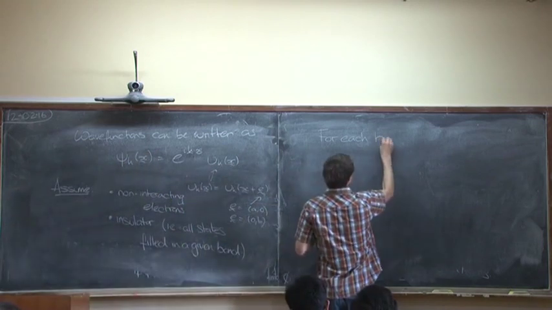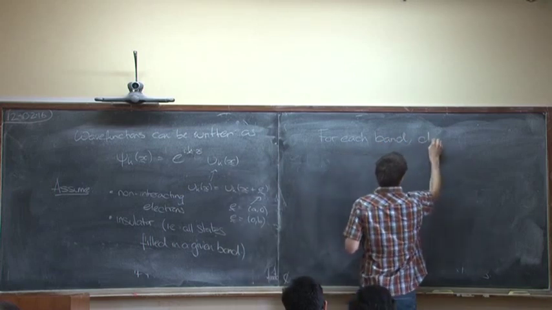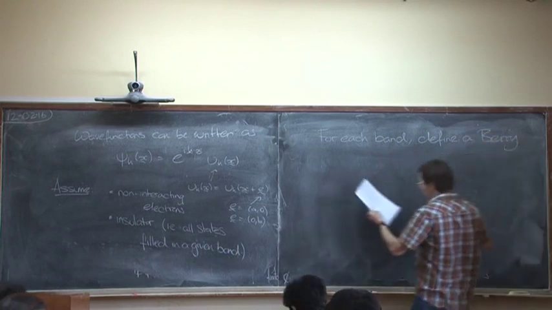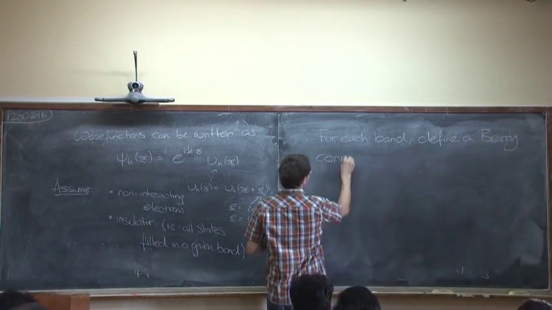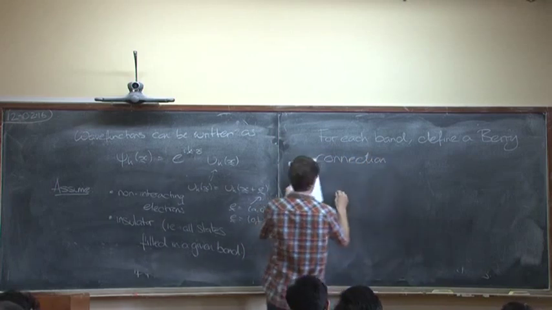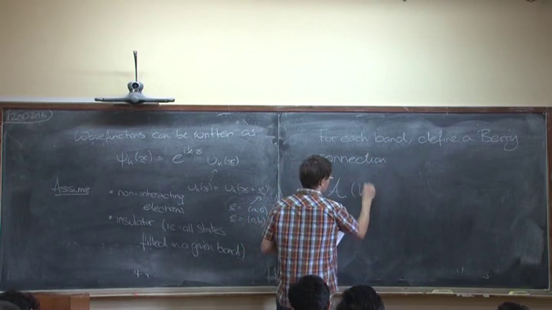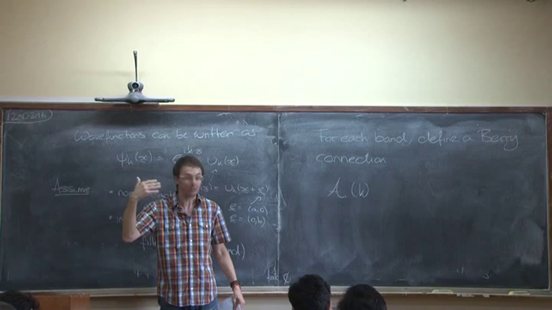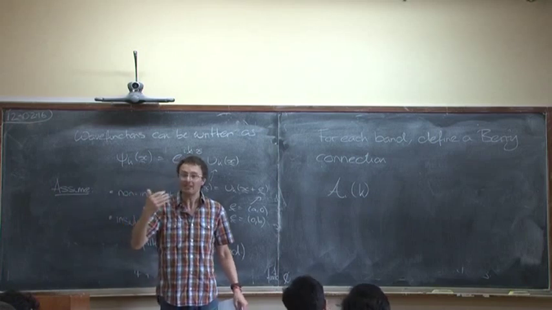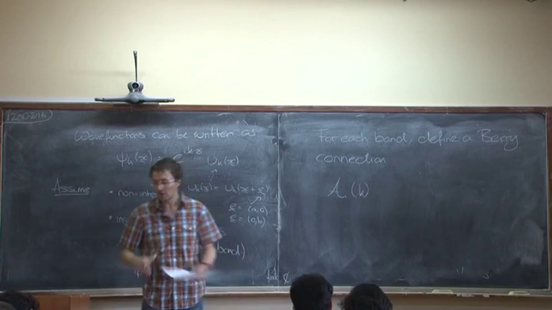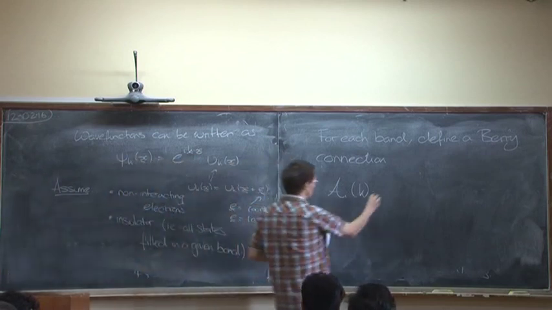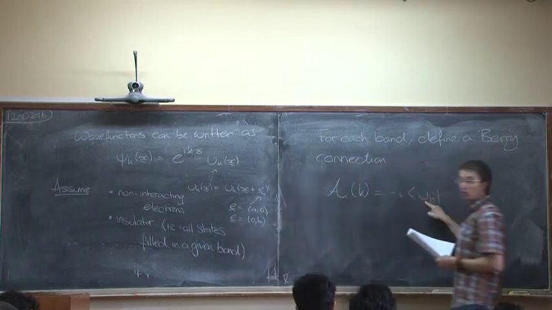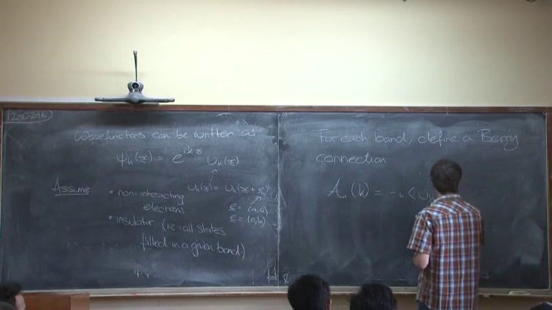Okay, so for each band, we find a Berry connection. So what's a Berry connection? The Berry connection before was something where we took the state and differentiated with respect to parameters of the Hamiltonian. Here it's a little bit different conceptually. We're not going to differentiate with respect to the parameters of the Hamiltonian. We're going to take these states that we call u_k and differentiate them with respect to the momentum.